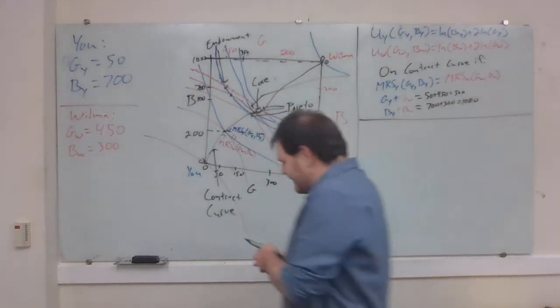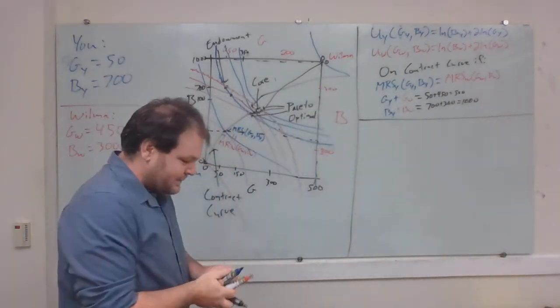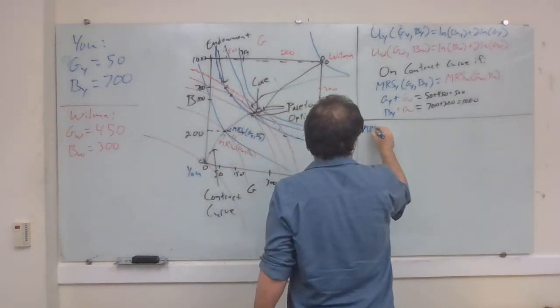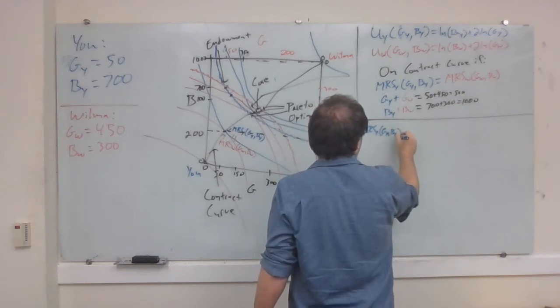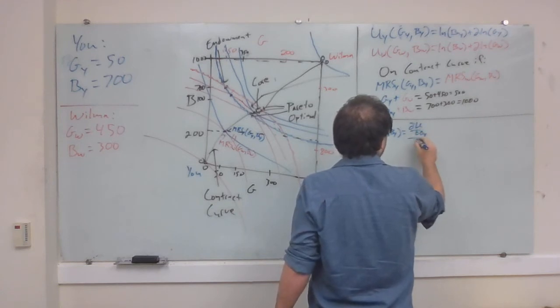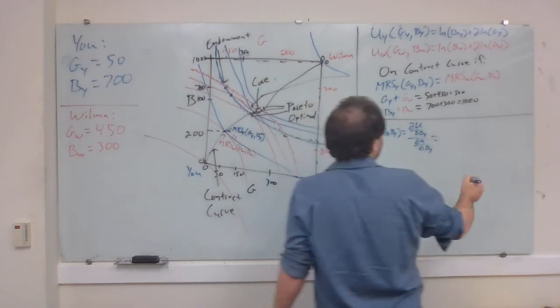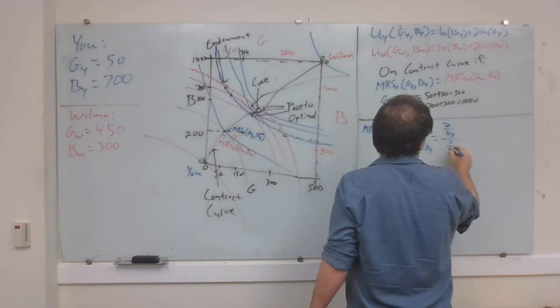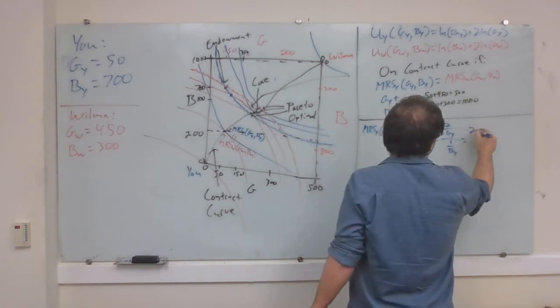So let's do it. Let's do some math. So your MRS is of course going to be the ratio of your partial derivatives, right? du dGY over du dBY, which is going to be 2 over GY divided by 1 over BY, which is going to be 2BY over GY.